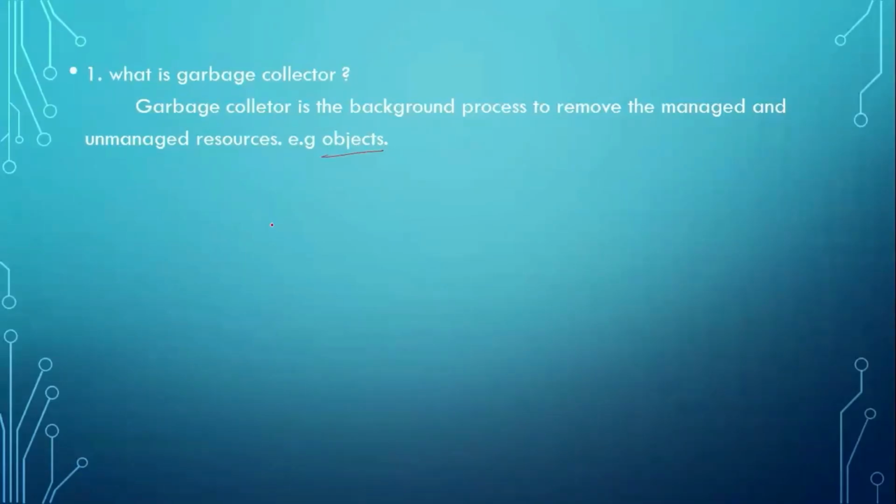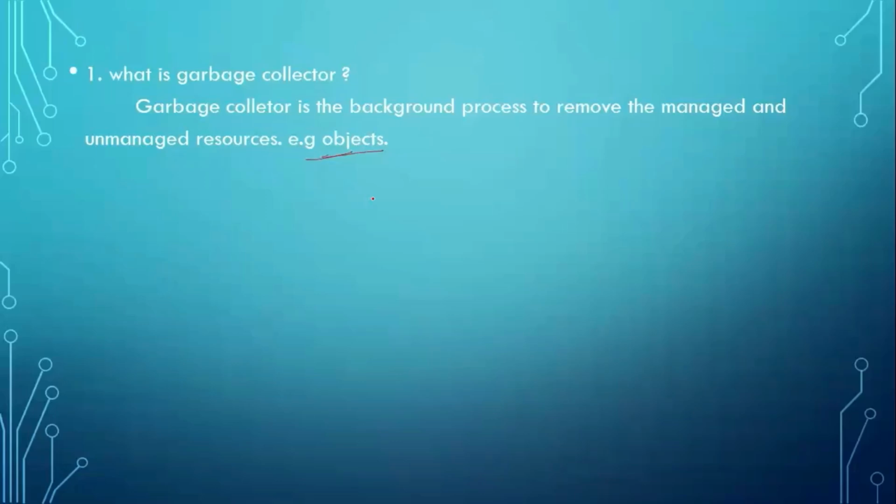It is a background process, and it is running simultaneously in the background. We are not sure when the garbage collection will come and remove that memory, but it comes repeatedly and removes the objects. So garbage collection is the background process to remove the unmanaged and managed resources, we can say objects.